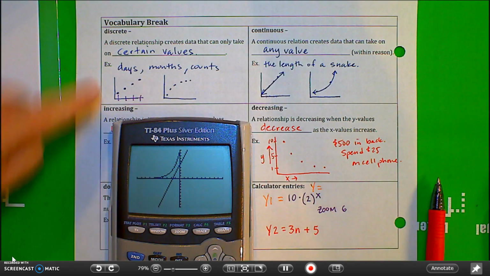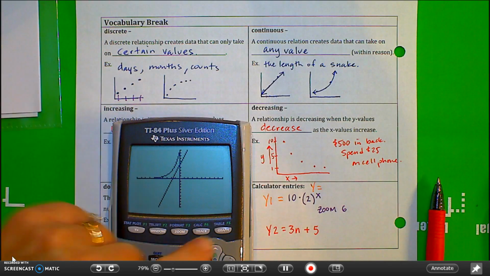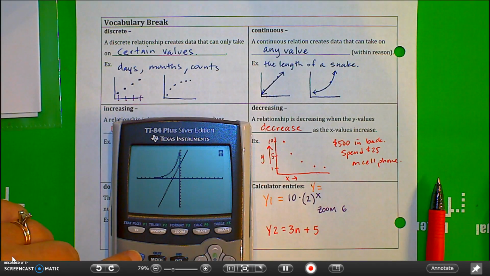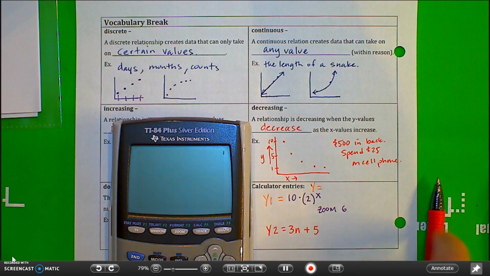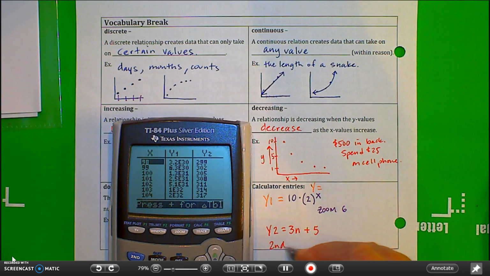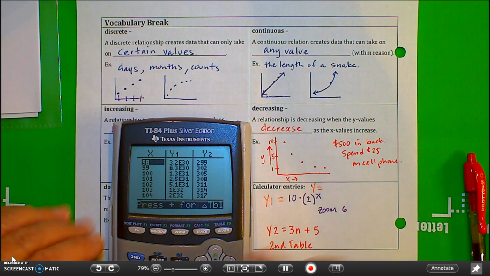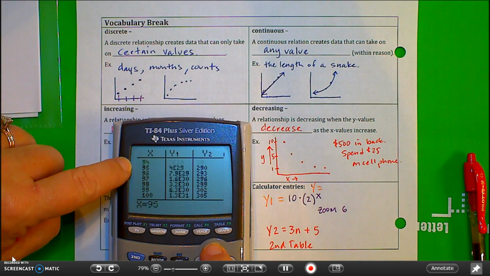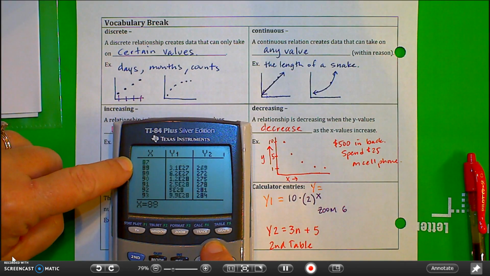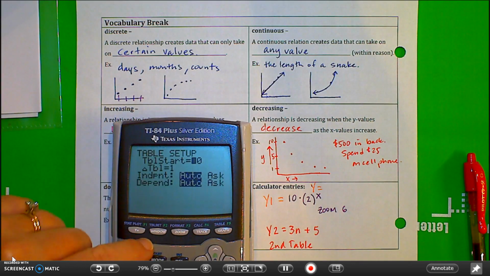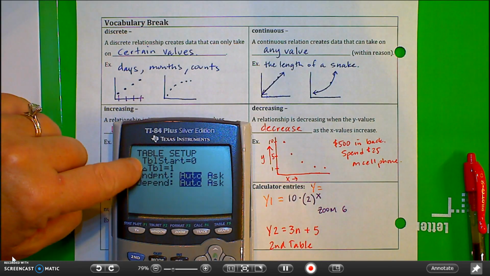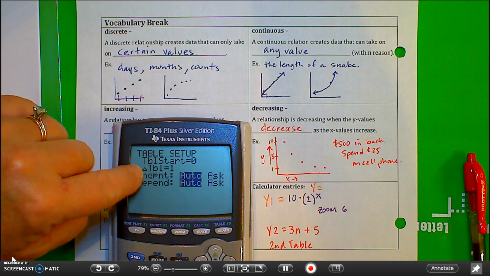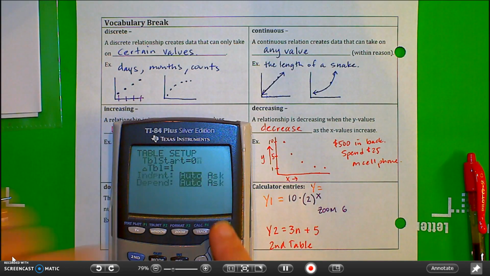If you wanted to see certain values that these take on, you can go look at the table. I'm going to hit second table, or the graph button. And basically, I have a lot of stuff in here, but you could see the values for different values of x. I'm going to change my table real quick. Table set tells you your start value, so I'm going to start at 0. Table start at 0. Table change is 1. So I'm going to look at that real quick.